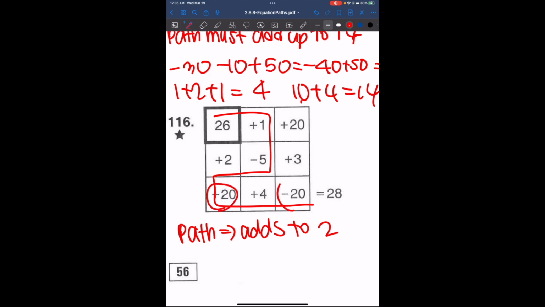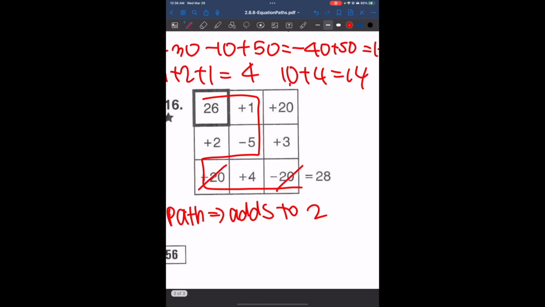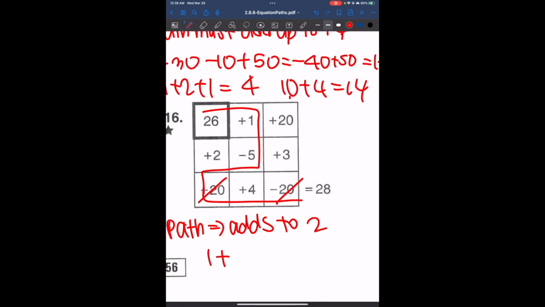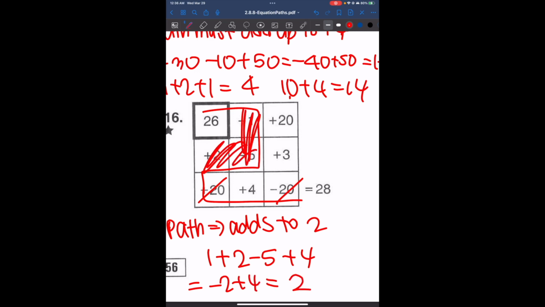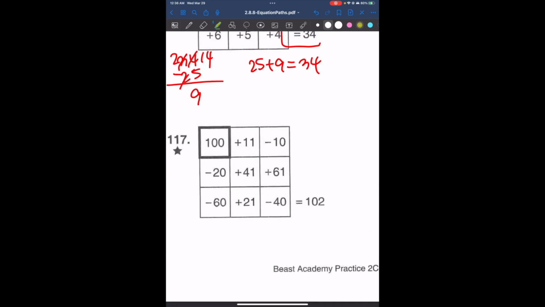So we have a plus 20 and negative 20, so they cancel out. So the numbers that are effective are 1 plus 2 minus 5 plus 4. 1 plus 2 is 3, and so 3 minus 5 is minus 2 plus 4 equals 2. And so these numbers add up to 2. And so we have 26 plus 2 from the path equals 28. And so this was the pathway that we want to take.